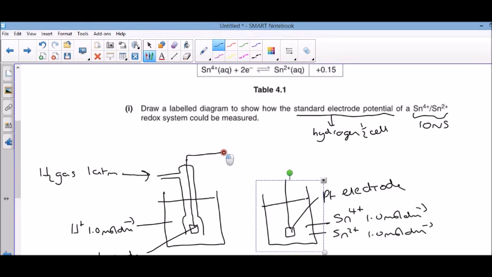And that third mark comes for connecting these two together with a voltmeter and a salt bridge. Again, an examiner will check to make sure you've got no gaps in your circuit and that it's all connected. So our third mark is for a complete circuit.